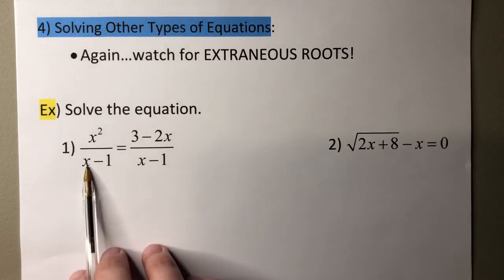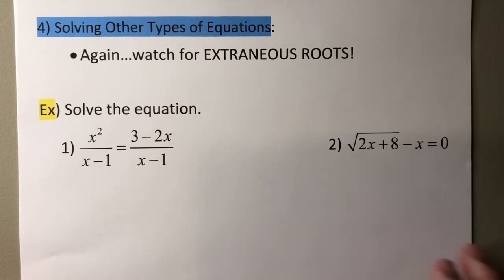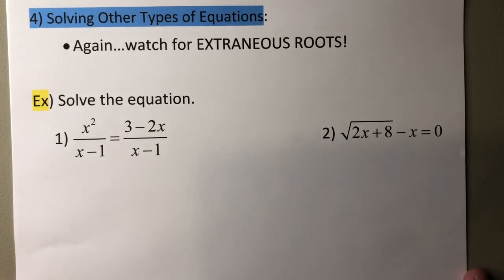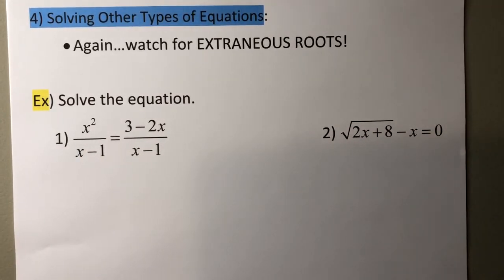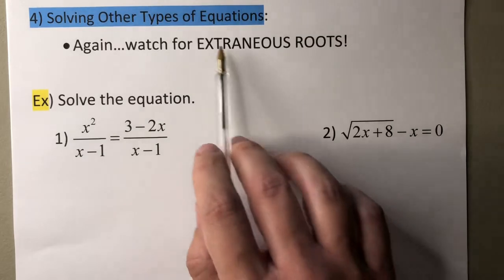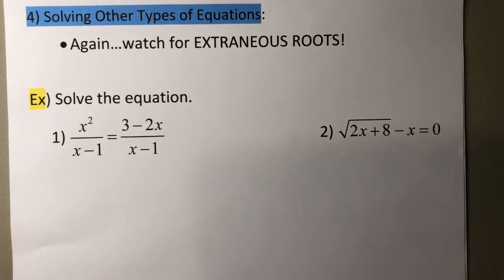Folks, anytime you have a variable in the denominator initially, or if you have a radical involved in the initial equation, you have to make sure you check your solutions to make sure they satisfy the original equation, okay? If they do not, then they're just generated because of the problem-solving process, but they would be called extraneous solutions or roots if they do not work in the original equation.